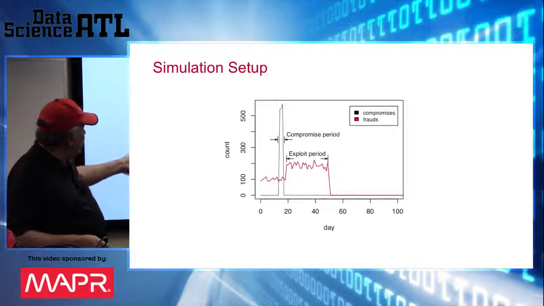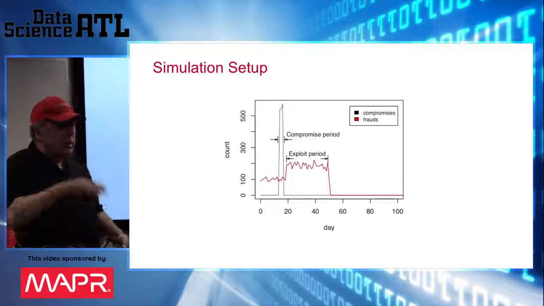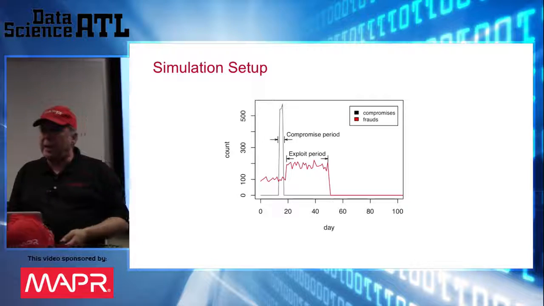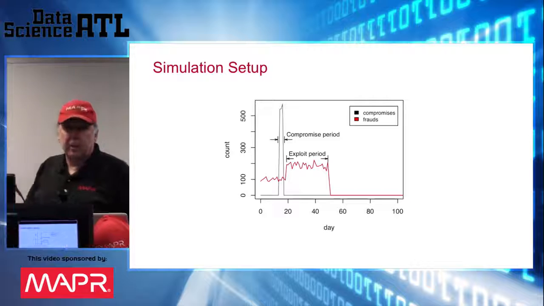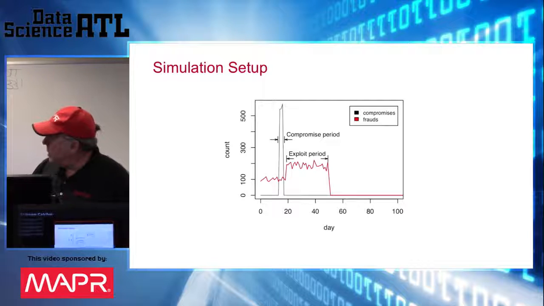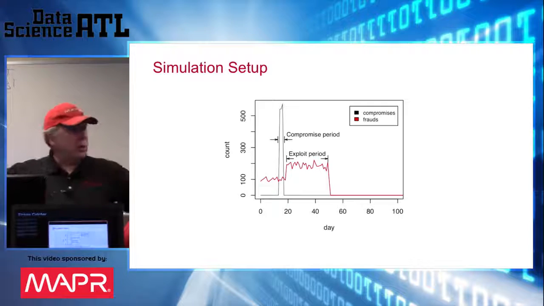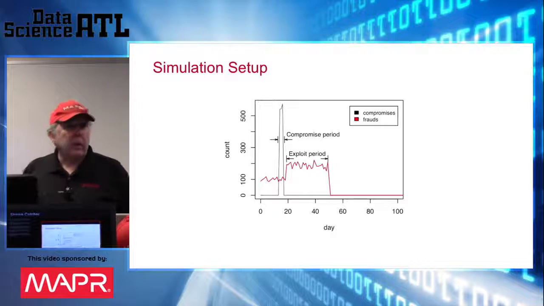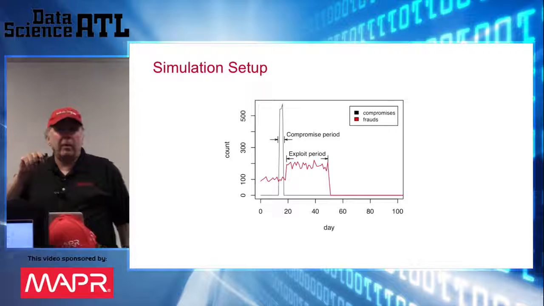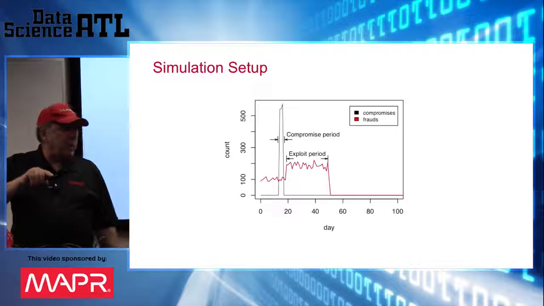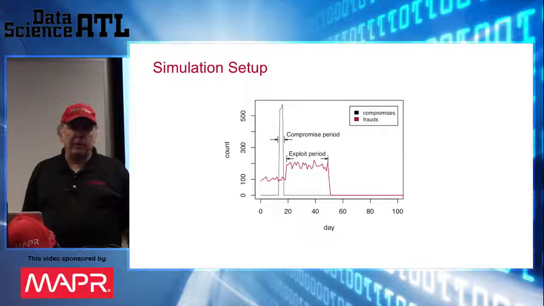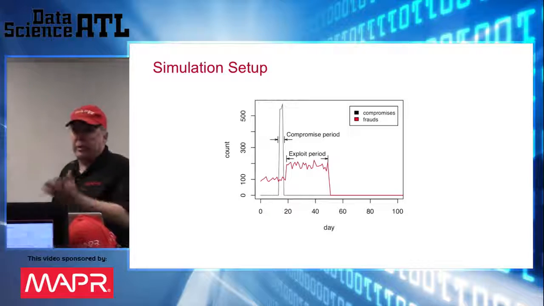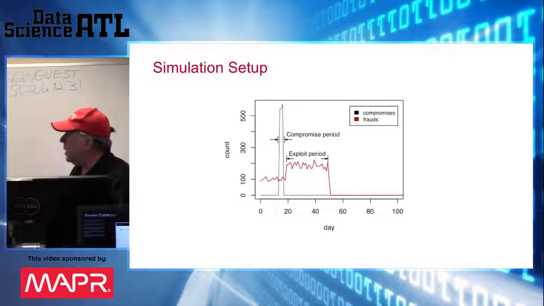During the compromise period, you can see the number of compromises goes from 0 up to 500 a day, and then drops back down. During the exploit period, the baseline level of fraud, there's of course fraud happening in other ways, goes up a bit. The estimates currently are that about half of credit card fraud is due to merchant compromise. That was before Target. It may be higher now.